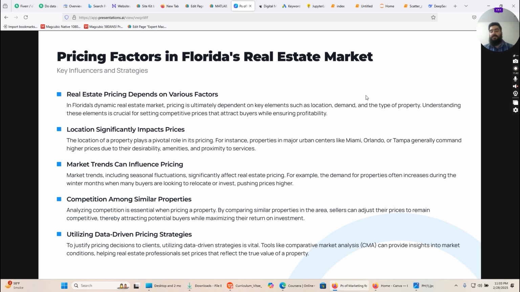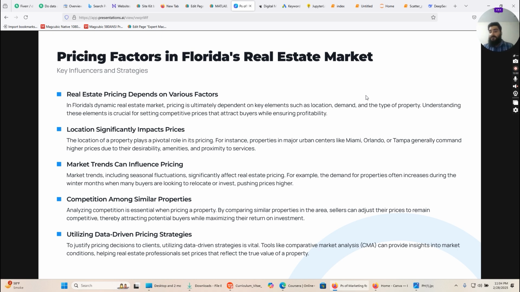Now, another important key indicator of pricing is competition. What is the competition for that particular property that you are trying to sell, as compared to the other properties within the same vicinity of the area?